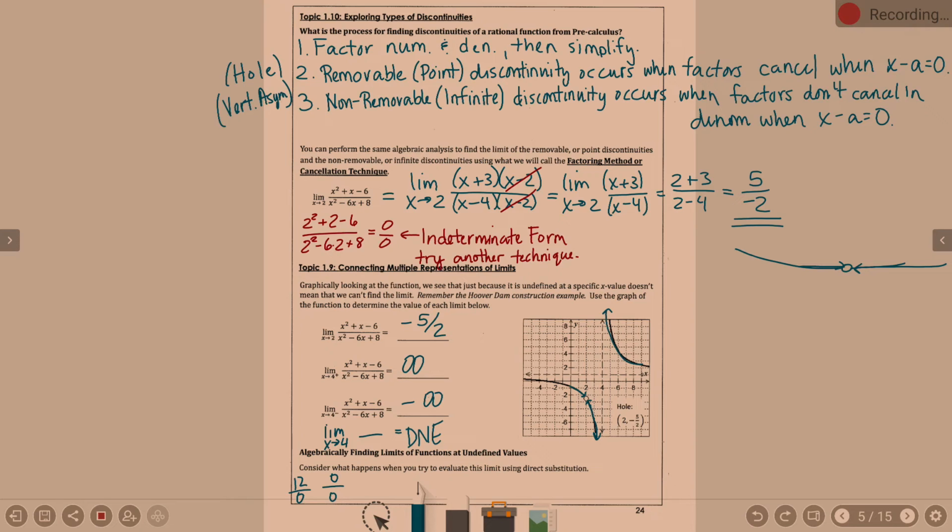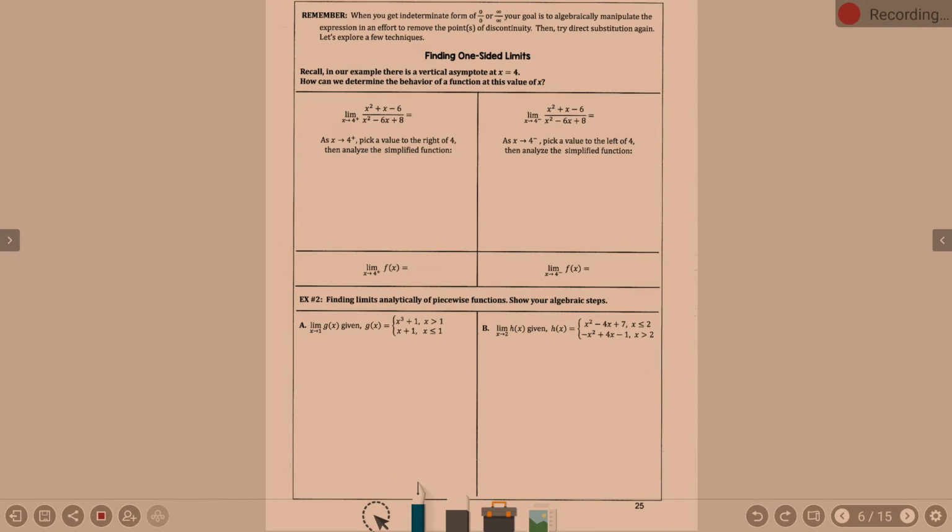And the other one besides 0 over 0 is also infinity over infinity. We haven't really run into that yet, but we will. Remember, when you get the indeterminate form of 0 over 0 or infinity over infinity, your goal is to algebraically manipulate the expression in an effort to remove the point of discontinuity. Then try direct substitution again. Let's explore a few techniques.